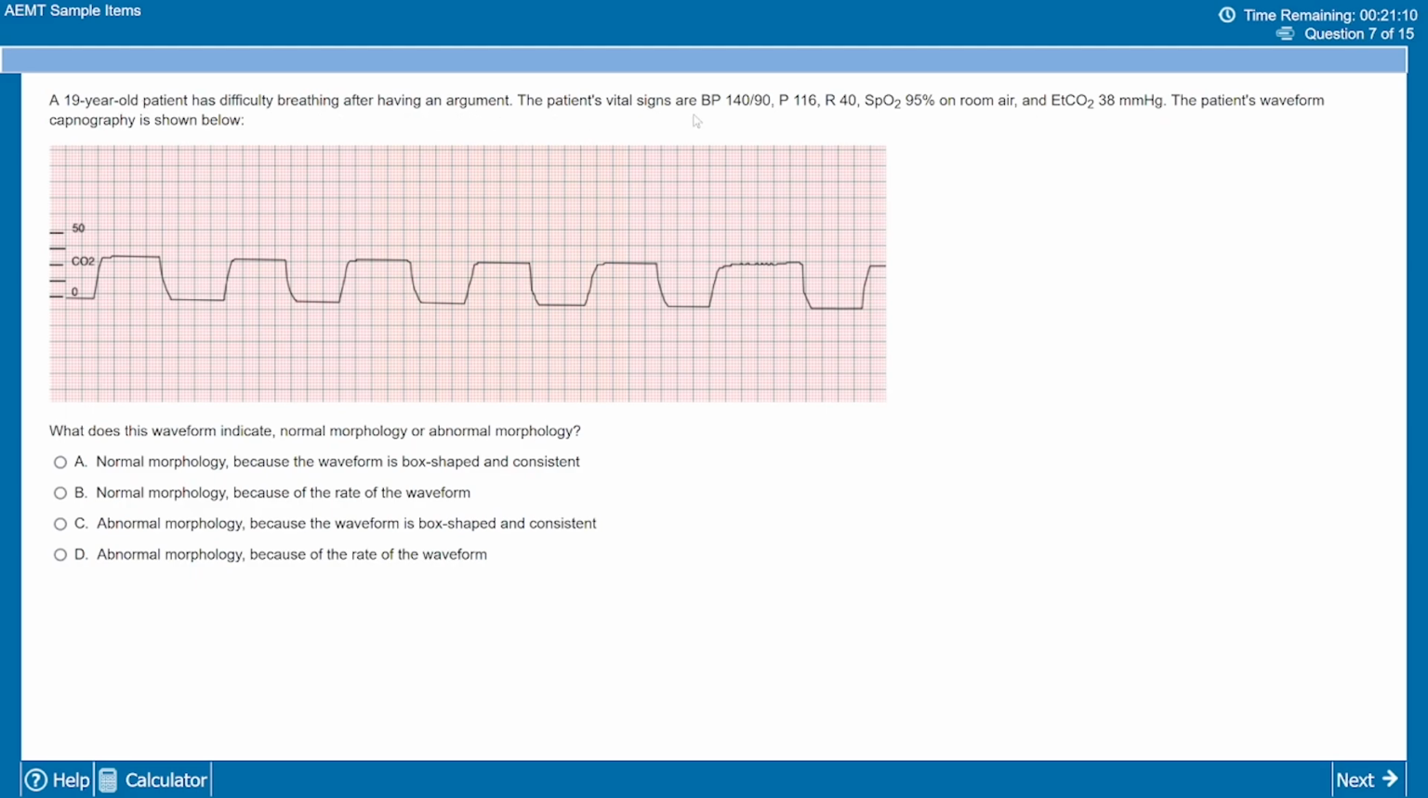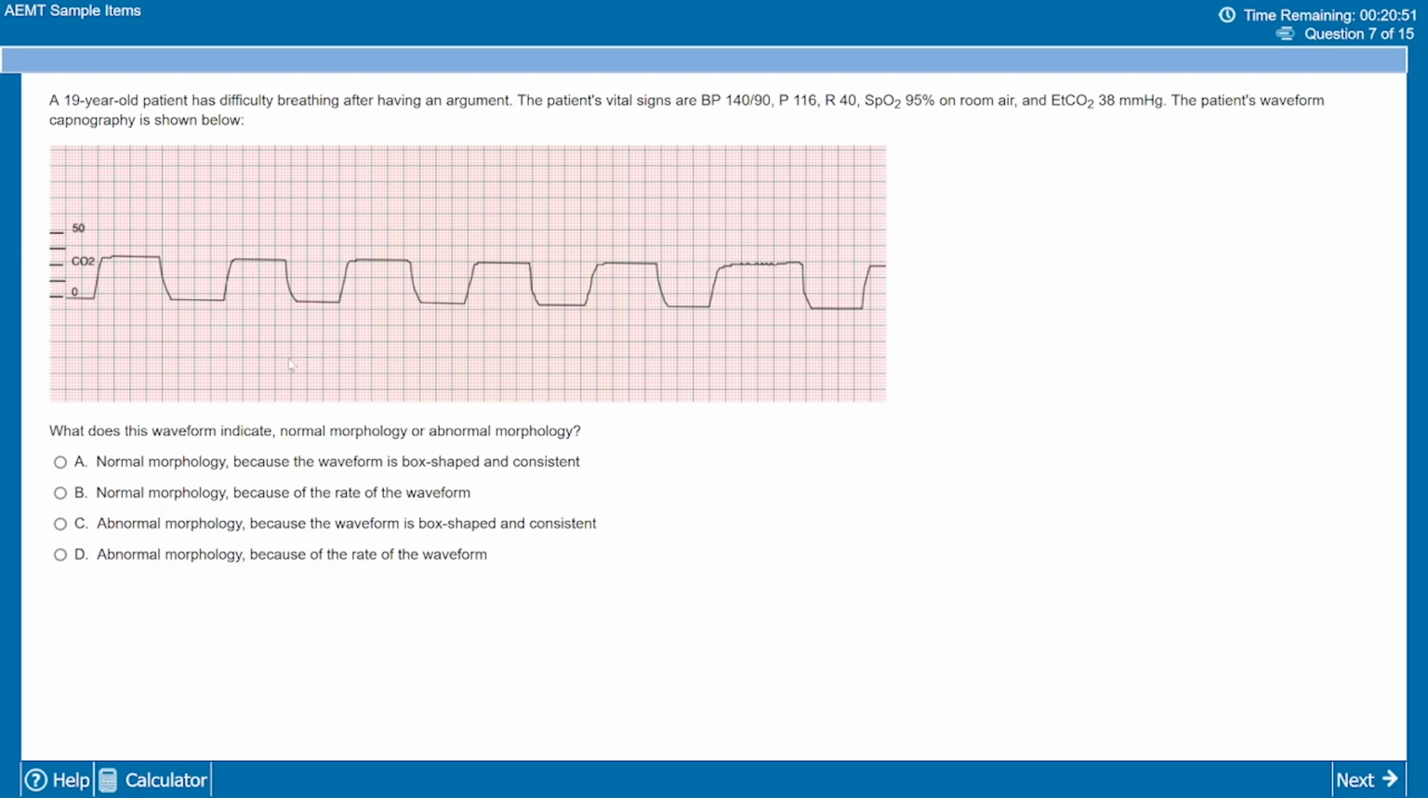The patient's vital signs are: BP is 140/90, the heart rate or the pulse is 116, the respiratory rate is at 40, they're sitting at 95% on room air, and the ETCO2 is 38 millimeters of mercury. The patient's waveform capnography is shown below.